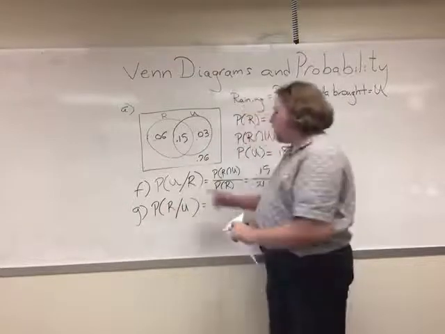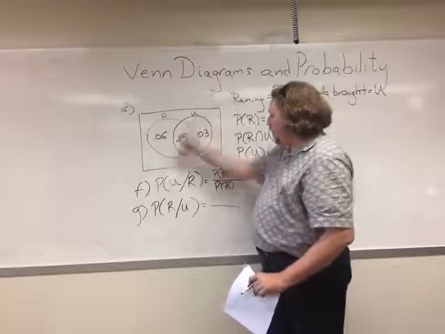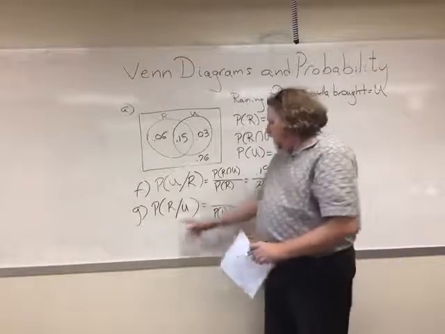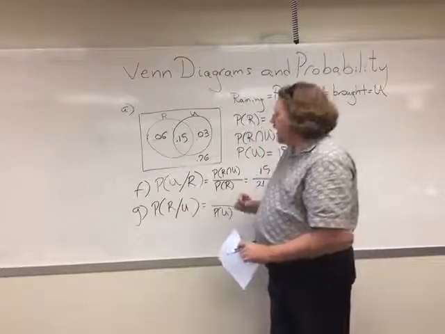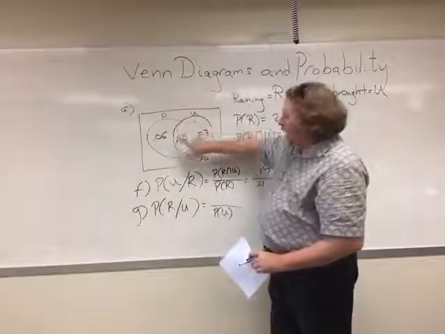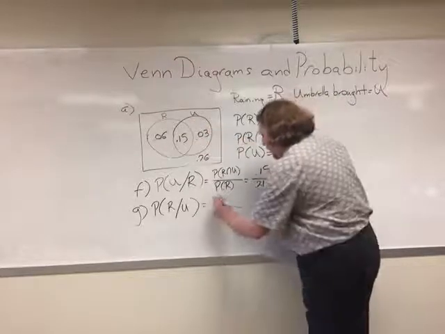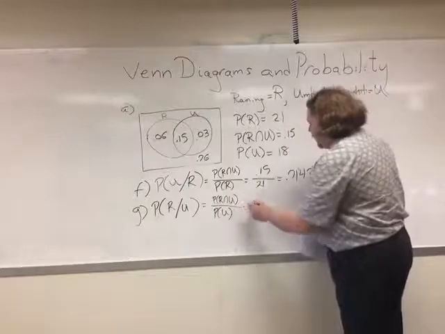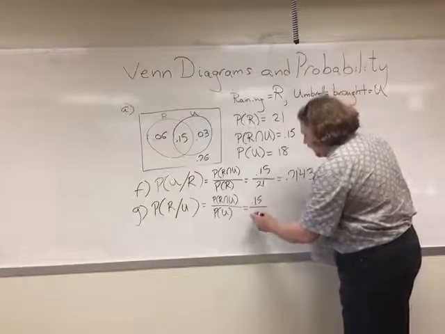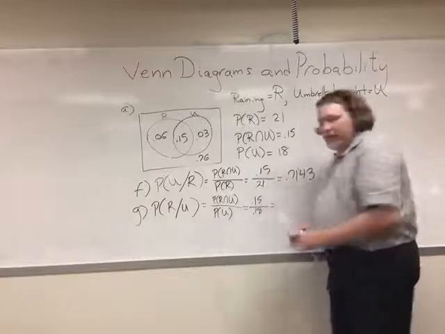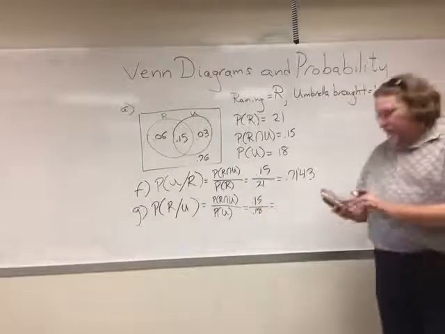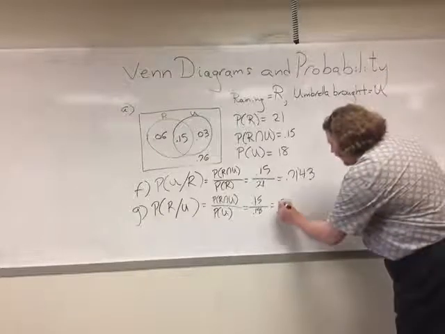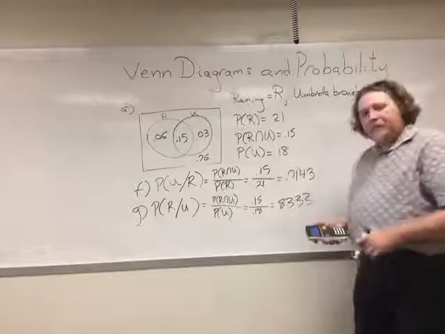Well, if you already know I brought my umbrella, that means we're inside this circle, the brought my umbrella circle. So that's my denominator. And then I need the chance of raining, but only inside the brought my umbrella circle. So out of here, I need just this piece. That's the raining and brought my umbrella, which is 0.15. The chance that I brought my umbrella is 0.18. And I go to my calculator. I know that's 5 out of 6. And I get 0.8333.